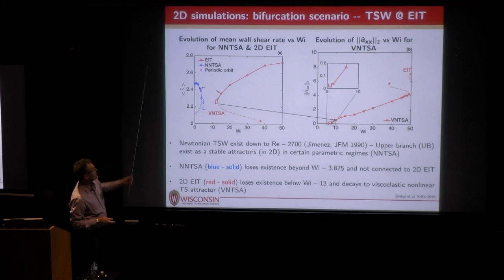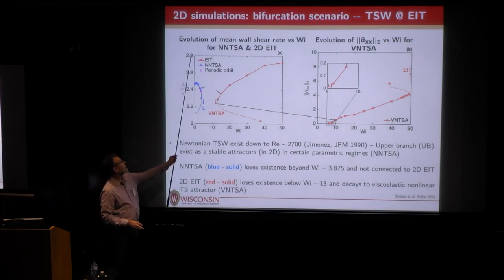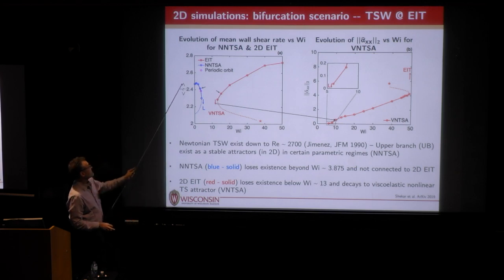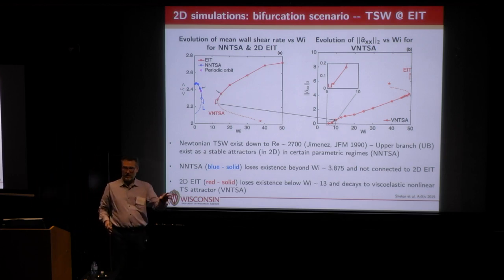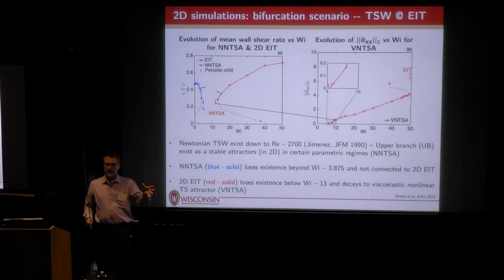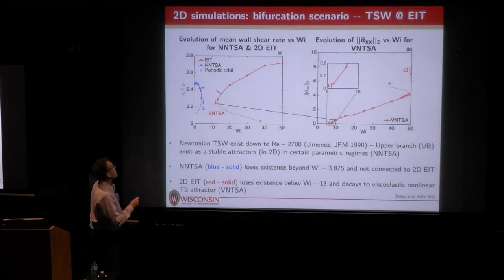We've done 2D simulations now, trying to look at how the Tollmien-Schlichting wave evolves with viscoelasticity. So on the vertical branch here, that's the Newtonian case. This is just mean wall shear rate. So in 2D, the nonlinear Tollmien-Schlichting wave bifurcates subcritically, and so it exists at finite amplitude down to a Reynolds number of about 2800. And so we can find that solution branch. Okay, and that loses existence above a Weissenberg number of about 3, and you go to laminar.